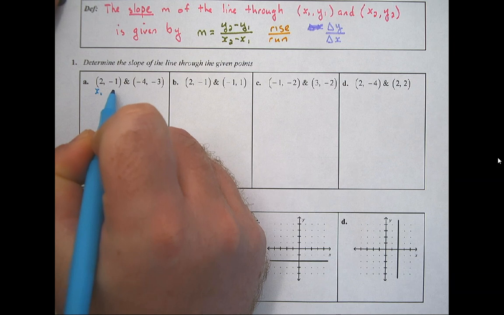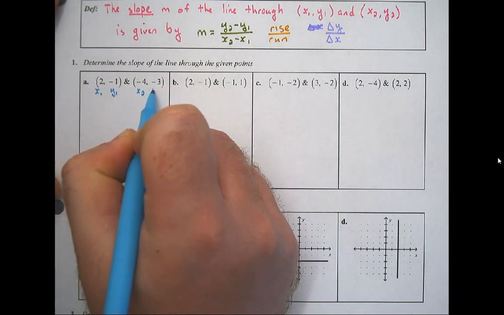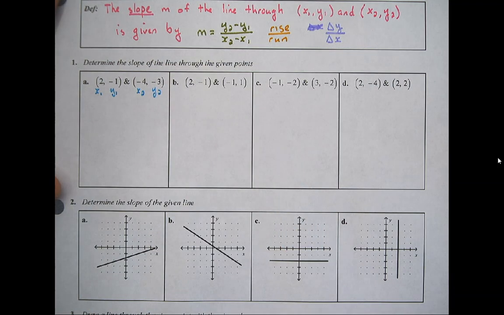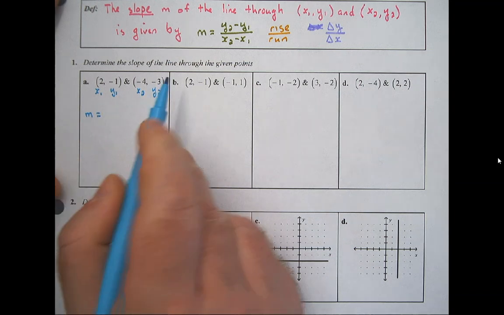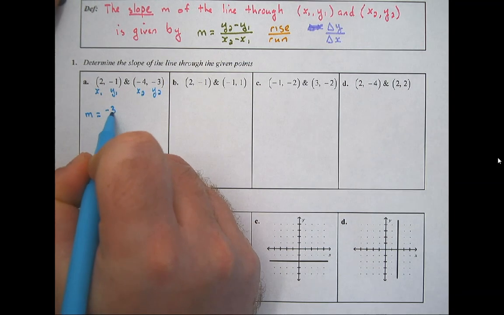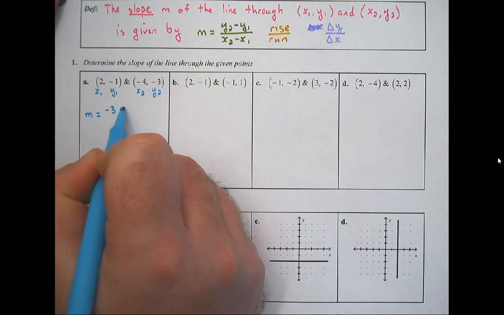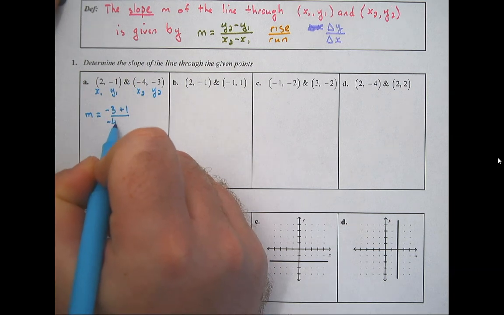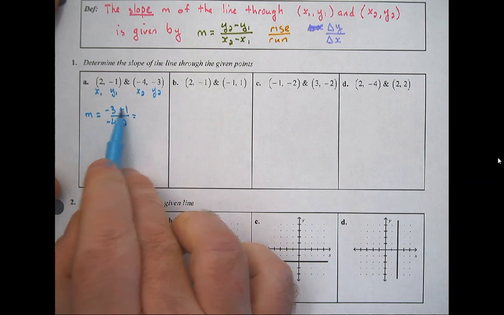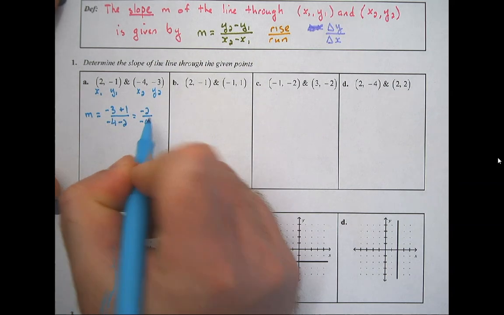So I'm going to call this x1. I'm going to call this y1. I'm going to call this x2. I'm going to call this y2. Then I'm going to use my formula up above. M stands for my slope. So it's y2 minus y1. So I'm minusing a negative. That's going to actually turn into a plus. Negative 3 subtract a negative 1 turns into a positive. Then negative 4 subtract 2. We get negative 3 plus 1 is negative 2 over 6.